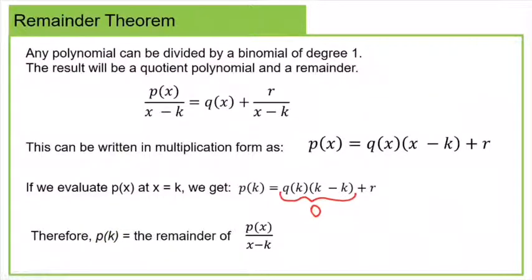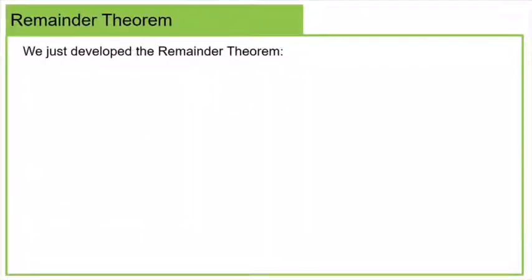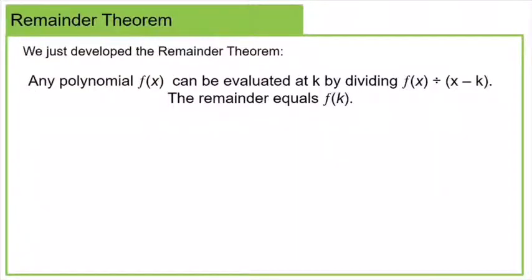Instead of plugging in the number and doing all the multiplying and adding ourselves, we can get away with just doing an easy synthetic division process, and the remainder is equal to p of k. Let's check it out. Again, here's the remainder theorem. Any polynomial f of x can be evaluated at k if we work out the division f of x divided by x minus k. Whatever you get for the remainder is going to be f of k.